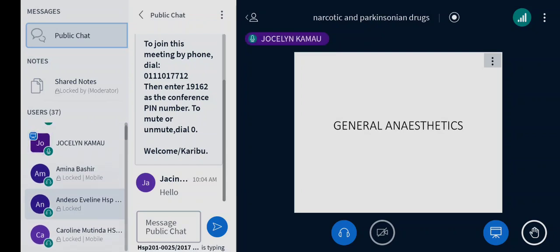So what can we define as a general anesthetic? I can see somebody writing.